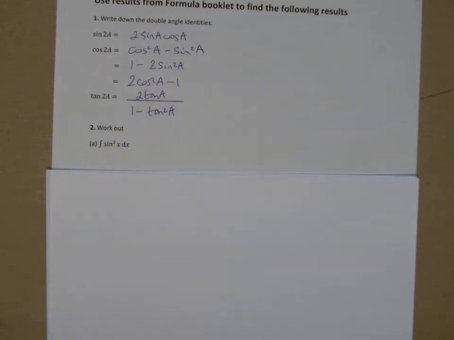Okay, so in the C4 exam, you will have a question, perhaps more than one, where you have to integrate sine squared x, or cos squared x. And in order to do that, there's no way of just integrating it straight away. You've got to use your understanding of double angles.